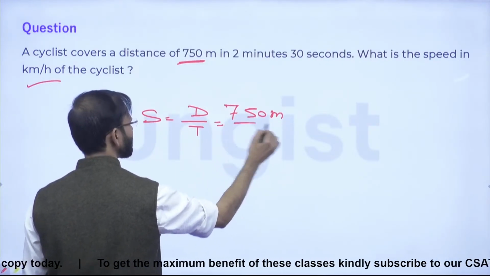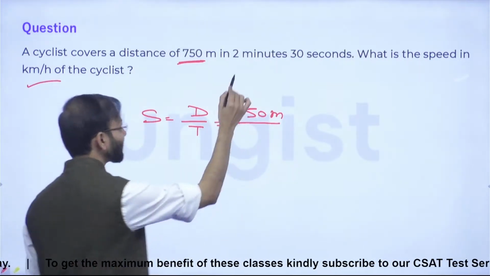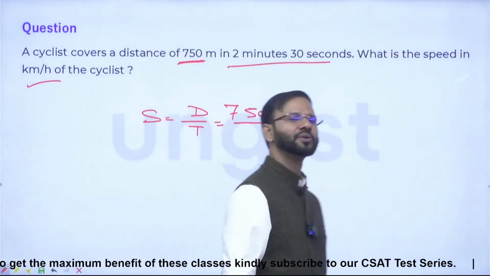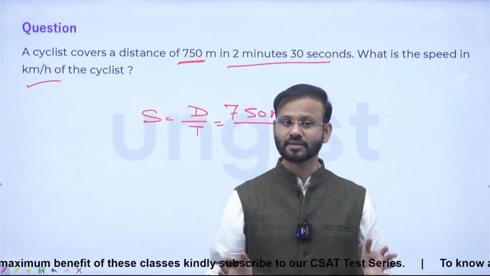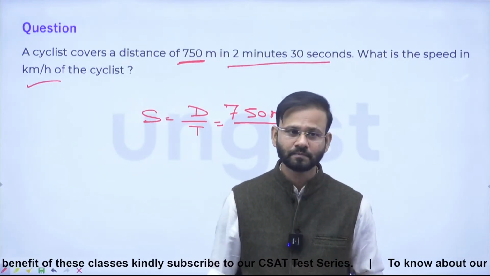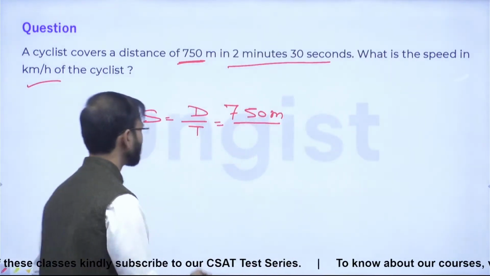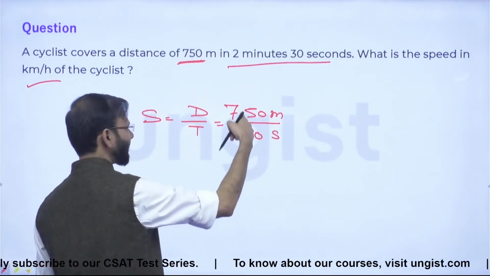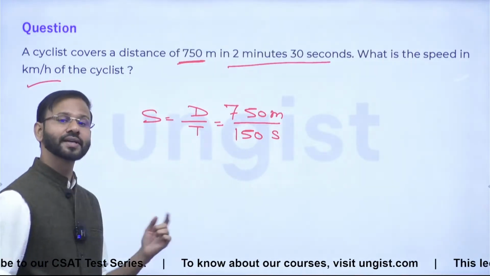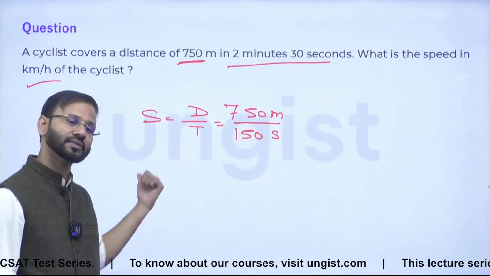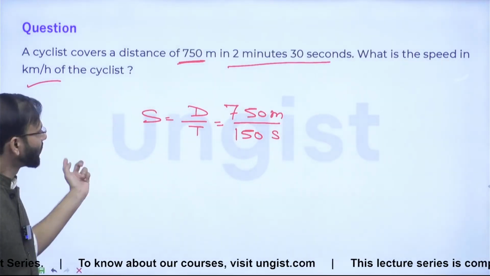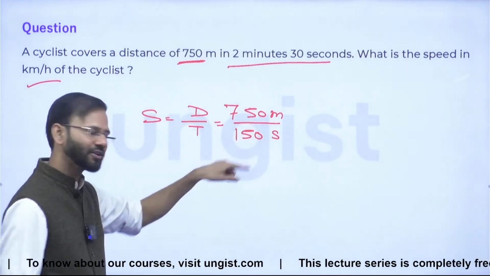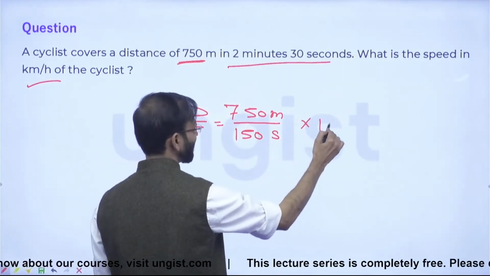And time, see all of you, time they have given as 2 minutes and 30 seconds. So it's better to convert everything into seconds. How many seconds are there? 150. Very good. See everybody, when we do this calculation, then we will get the speed in what? Meter per second. Right? What have they asked? Kilometer per hour. So what we have to do? This value will be multiplied with 18 by 5.